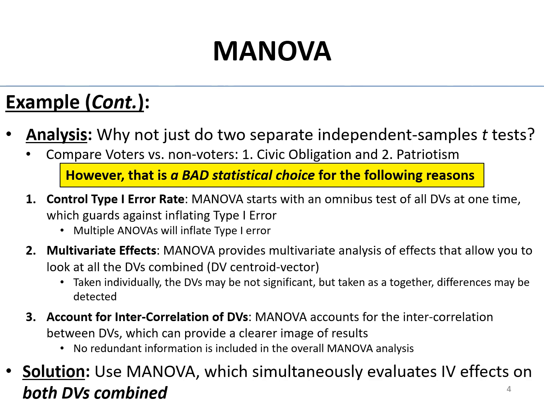So what's the solution here? Yes, you should use MANOVA when you have two dependent variables. It simultaneously evaluates the effect of IVs, and you can have more than one in MANOVA, on both DVs combined at the same time.